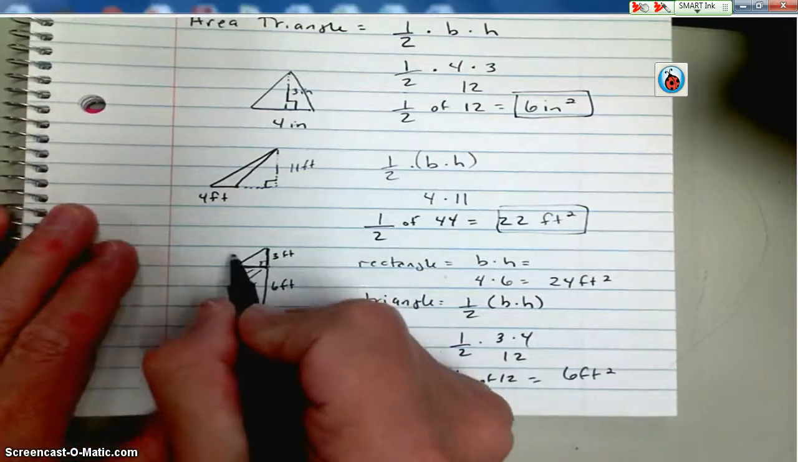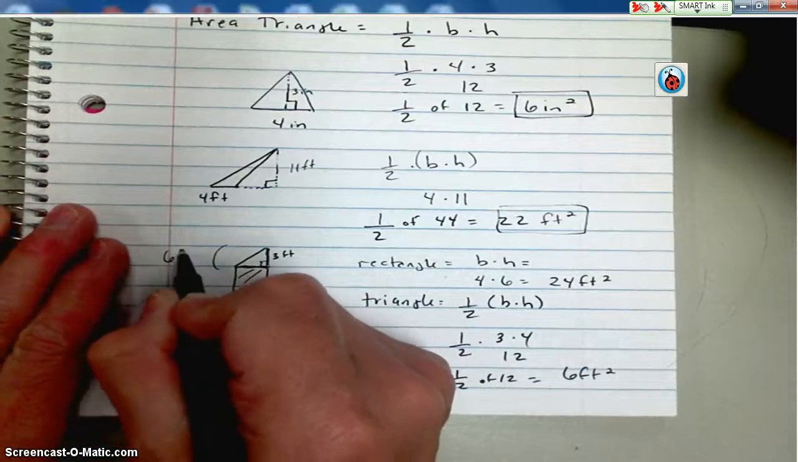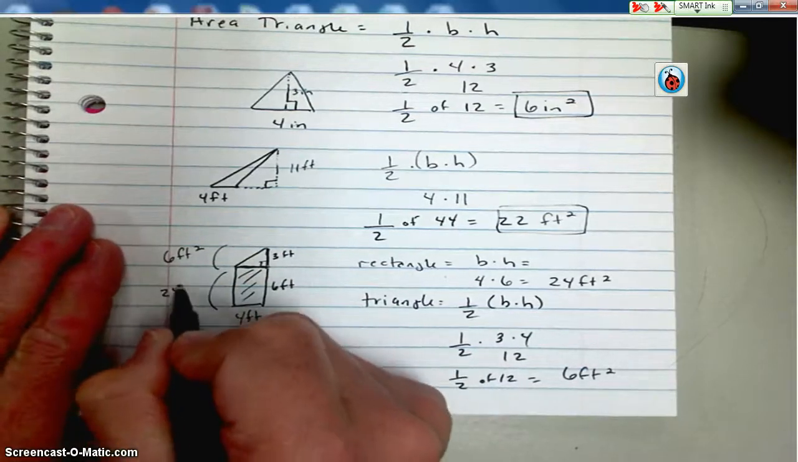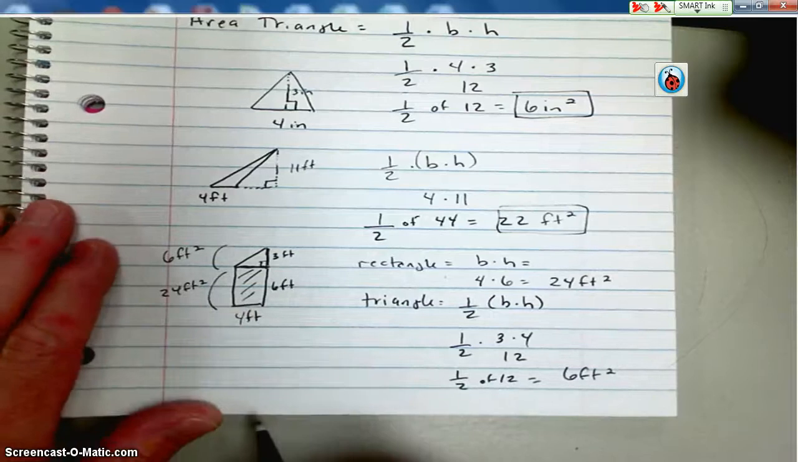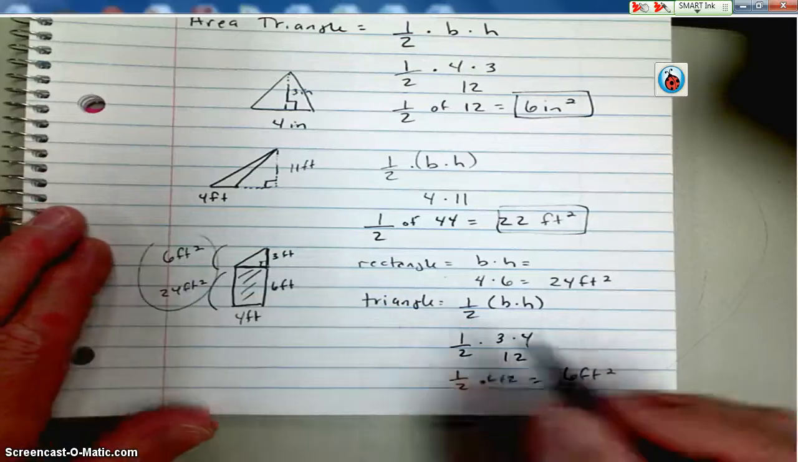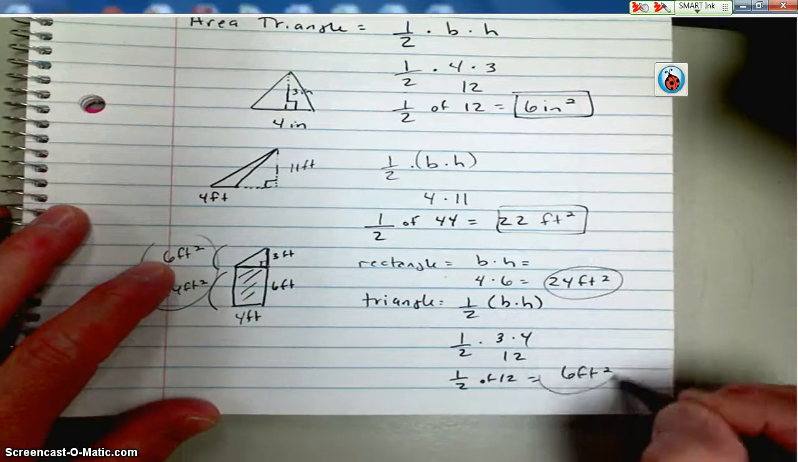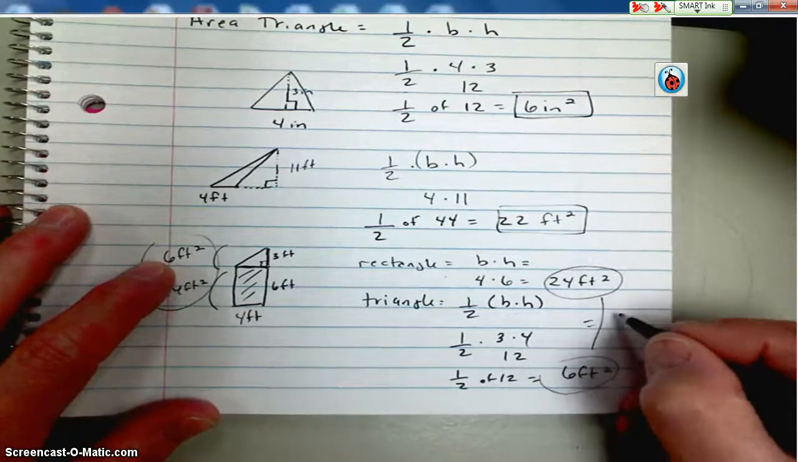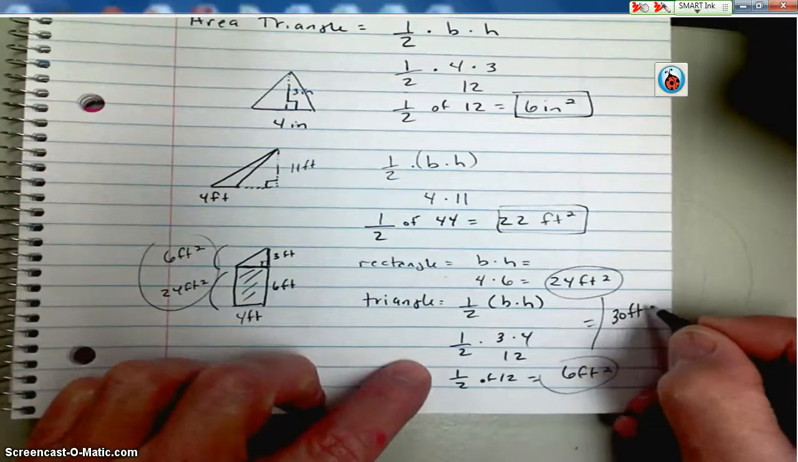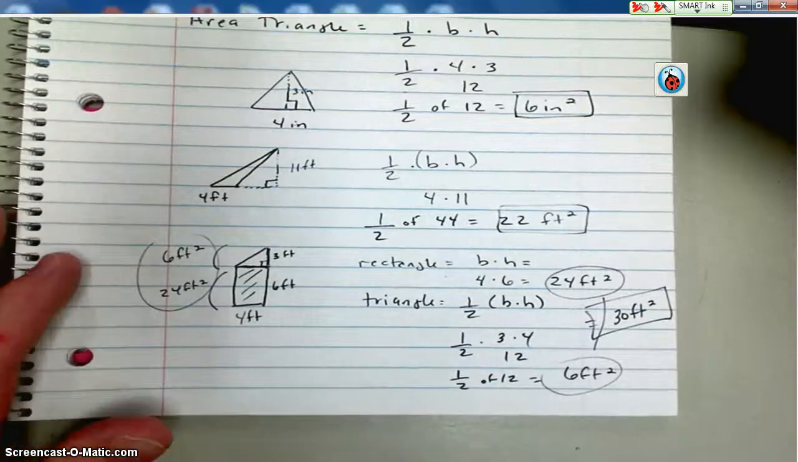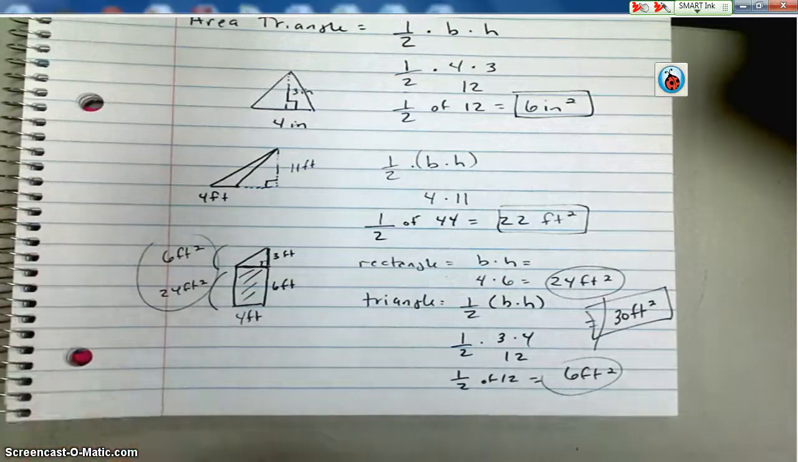Now, since this section is 6 feet squared, and this rectangle is 24 feet squared, the combined total of both areas here is equal to 30 feet squared. And that would be our final answer when we're looking for our combined area.